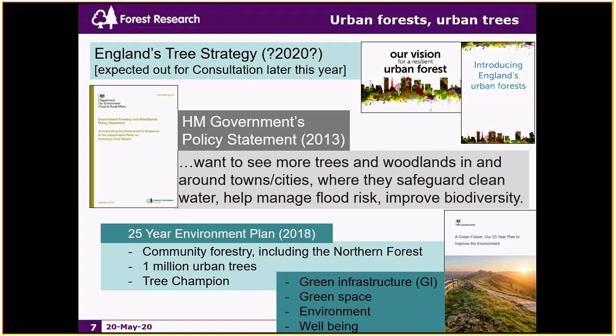If you're not aware, we are expecting out for consultation later this year England's tree strategy, and that's eagerly awaited. Up in the top right hand corner, you see there some icons representing two documents from the Urban Network on the Forest and Woodlands Advisory Committee, and those documents talk about a vision for sustainable urban forests across England and introducing England's urban forests. They're a couple of years old now, but there's some really useful statistics in there if you're not familiar with the publications. And if you can't find them online, do give me an email and I can drop them over to you.